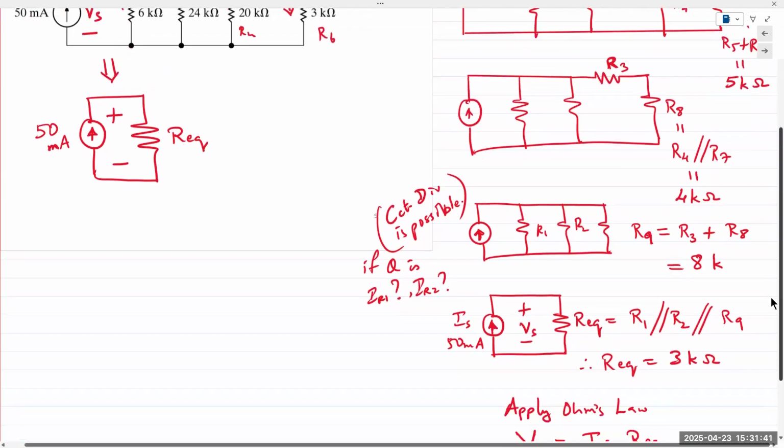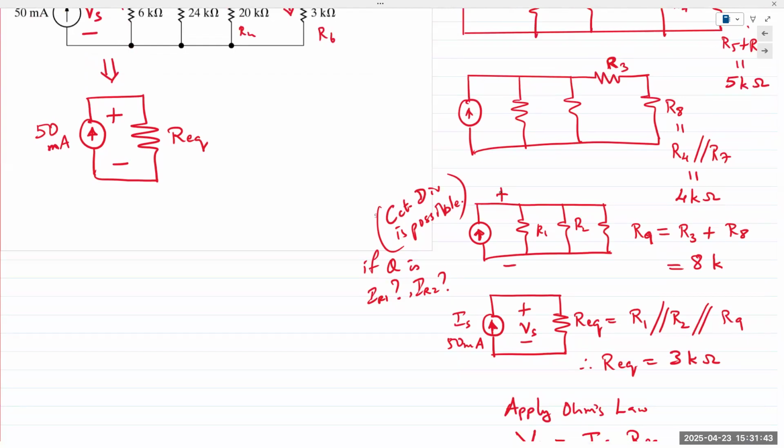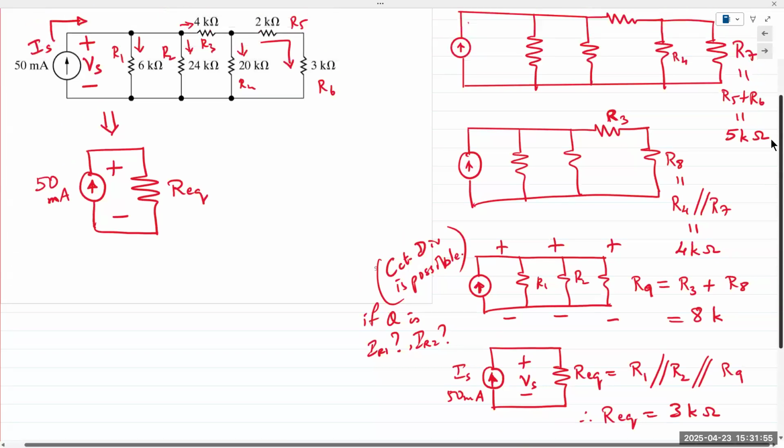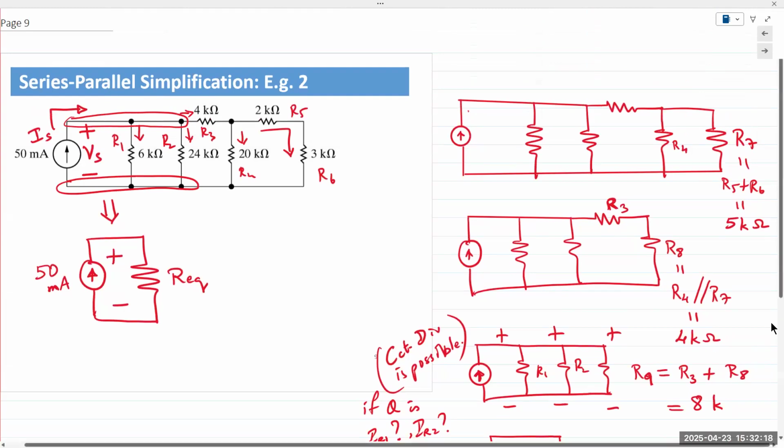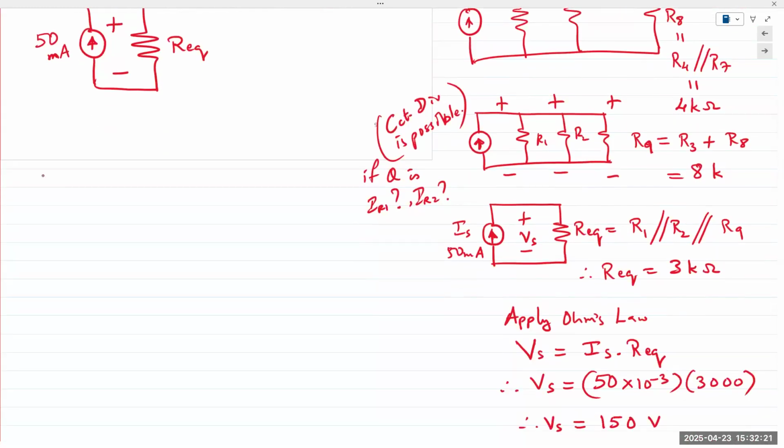Vs is 150. That means that the voltage across R1, R2, and R9 is also 150. Right? They're all in parallel. So if you go back here, you can see Vs should be the same up to here and up to here. That's 150 volts applied across the current source, across the 6 kilo ohm resistor, and across the 24 kilo ohm resistor. Vs is also applied to the rest of the circuitry, so I can break it down like this.